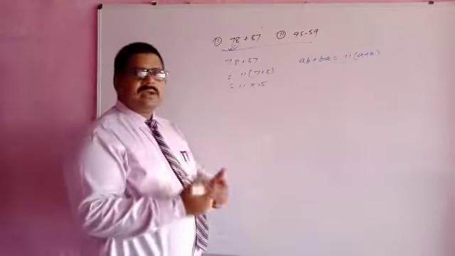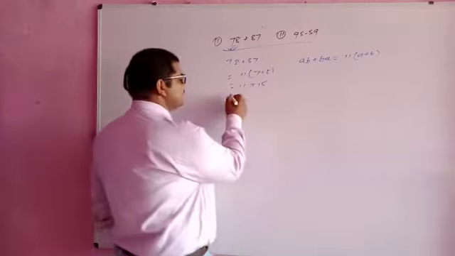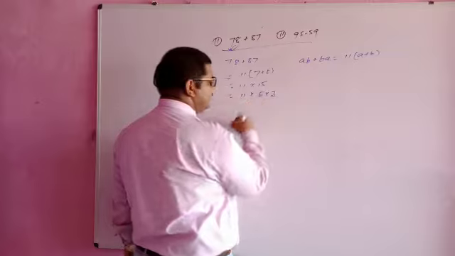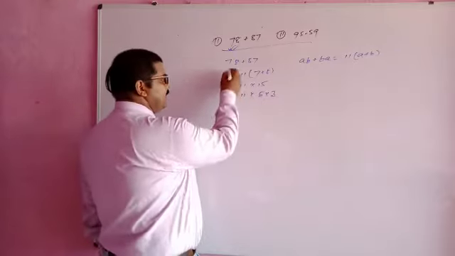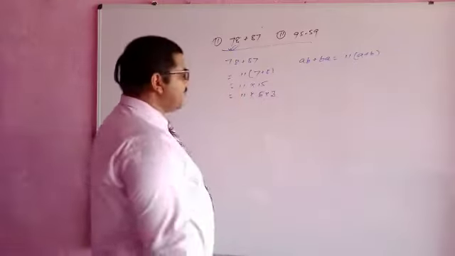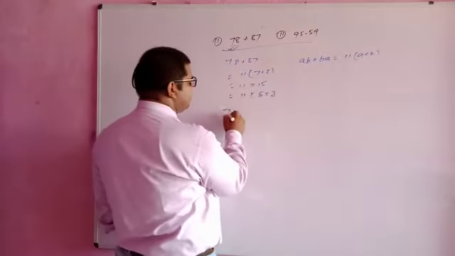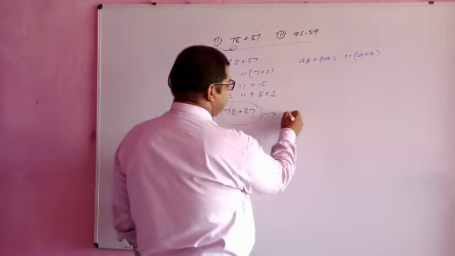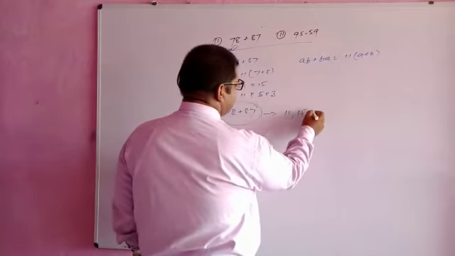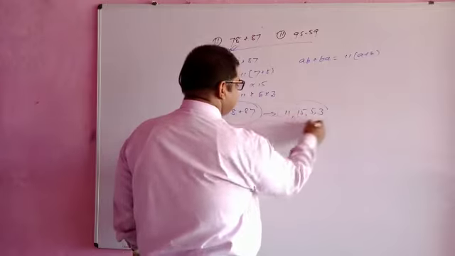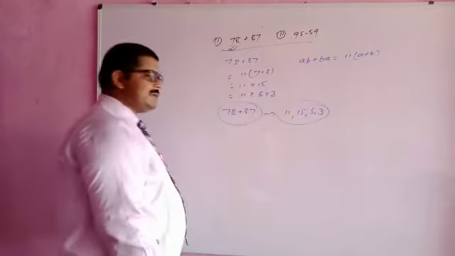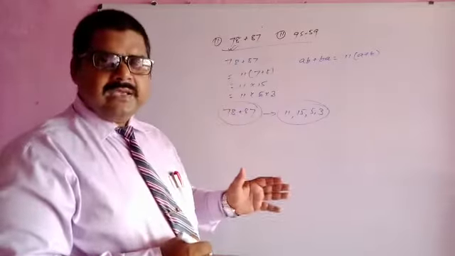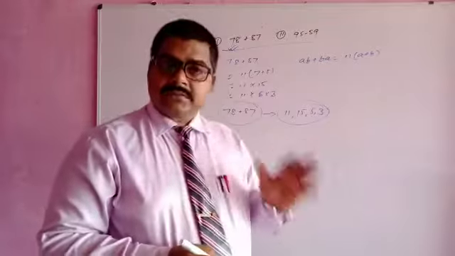Sometimes a smaller number is given, so you can factorize more. 15 can be written as 5 into 3. So by the above calculation, you can find that 78 plus 87 has different factors: 11, 15, 5 and 3. So 78 plus 87 is divisible by 11 or 15 or 5 or 3.